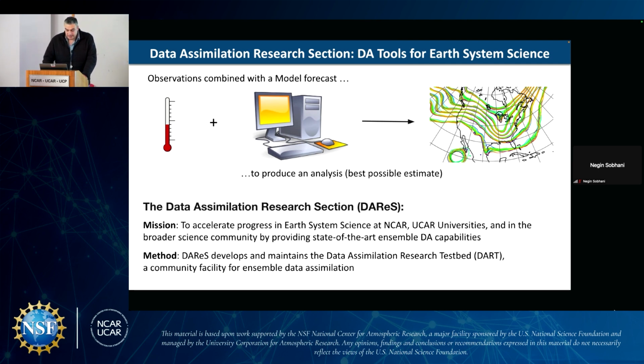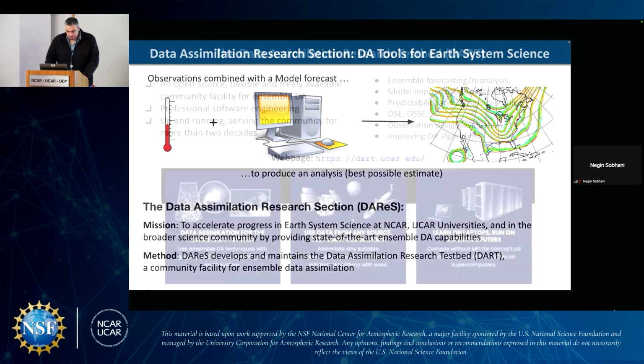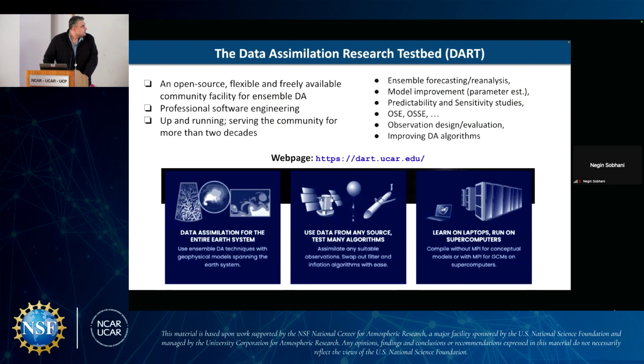Our team, the Data Assimilation Research Section, or DAReS, makes it our mission to accelerate progress in Earth system science at NCAR, UCAR, universities, and the broader science community by providing state-of-the-art ensemble DA capabilities. We do that by developing and maintaining the Data Assimilation Research Testbed, otherwise known as DART, which is an open source, flexible, and freely available community facility for ensemble DA. It has been up and running and serving the community for more than two decades now.